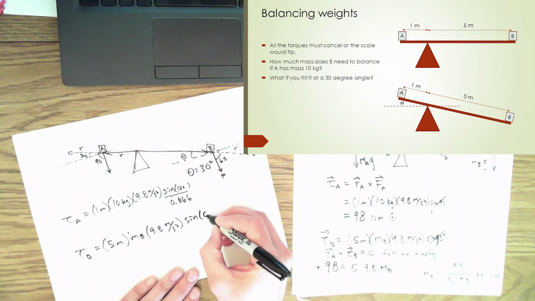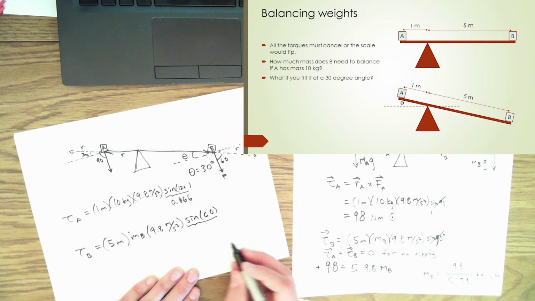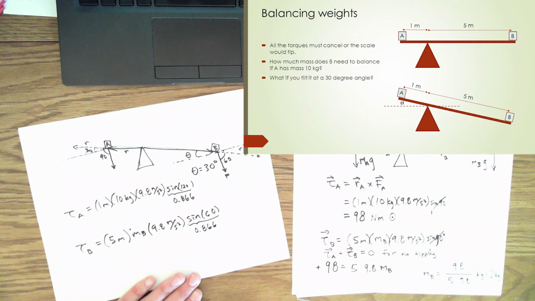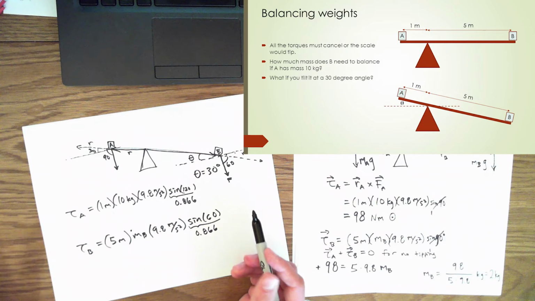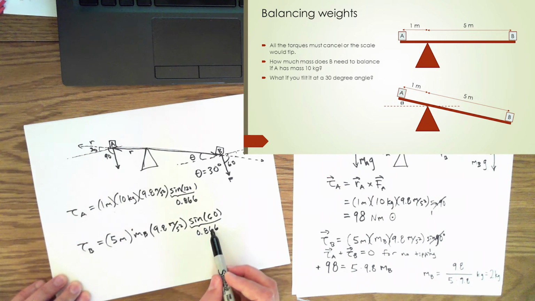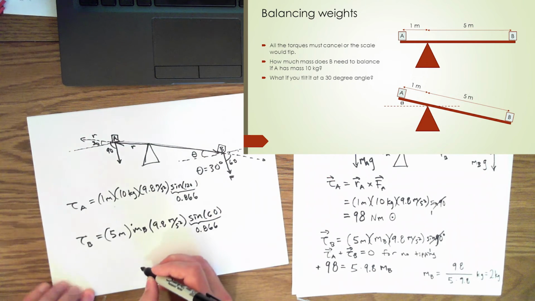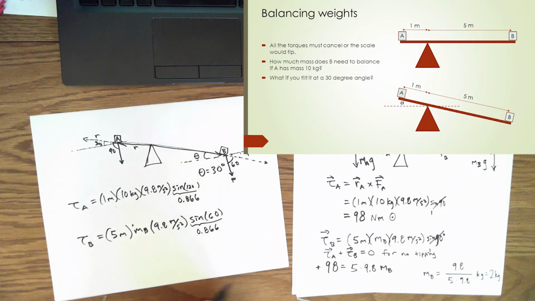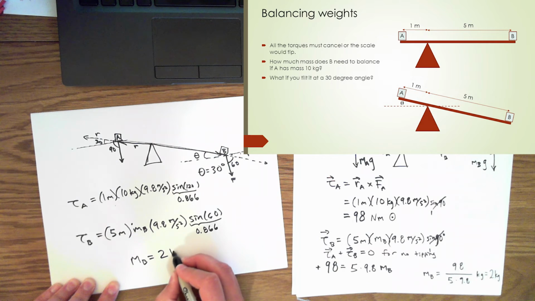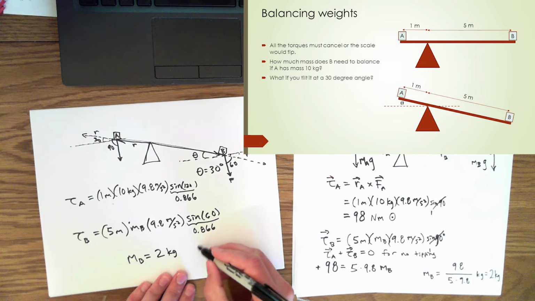So this is sine of 60 degrees, which turns out to be exactly the same value. It's 0.866, right? So if you set these two things equal to each other, tau A equals tau B, then these two values cancel each other. So it does not matter that it's tipped. If it's tipped, it's still going to be the case that MB has to be 2 kilograms in order for them to be balanced. So the tipping does not matter.